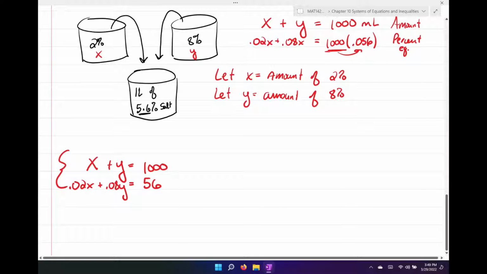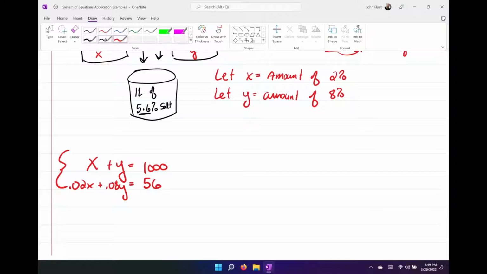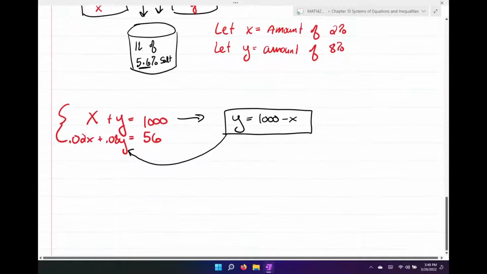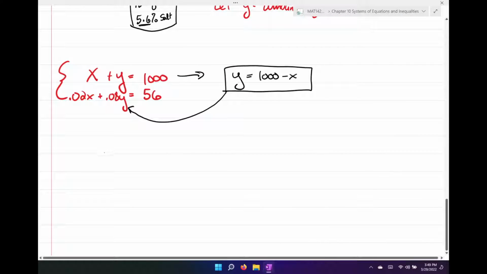You can do this any way you want. You can do it using graphs, the substitution method, or the addition elimination method. I'm going to solve this by hand using the substitution method. I'm going to pick the first equation and solve it for Y. So Y is going to equal 1,000 minus X. Then I'm going to substitute it into the equation that I didn't pick: 0.02X plus 0.08. Make sure you put this quantity in parentheses. And that has to equal 56.